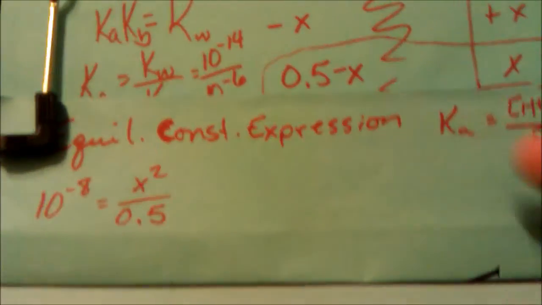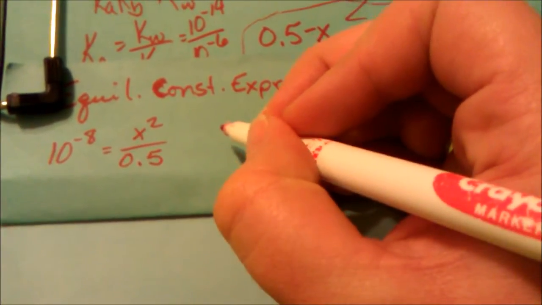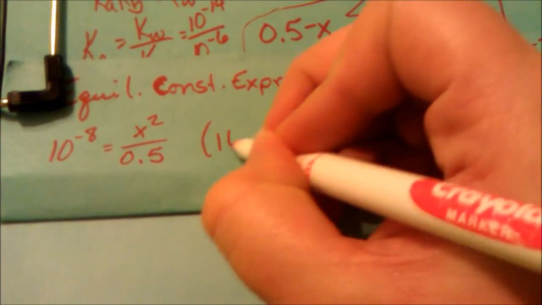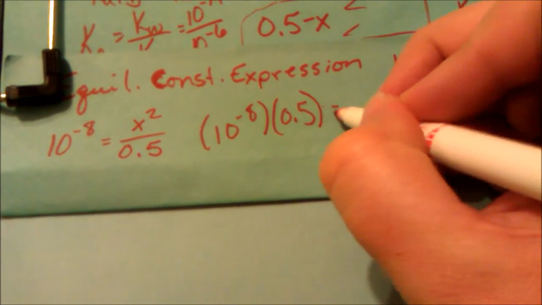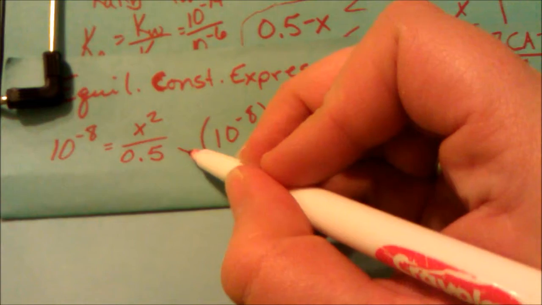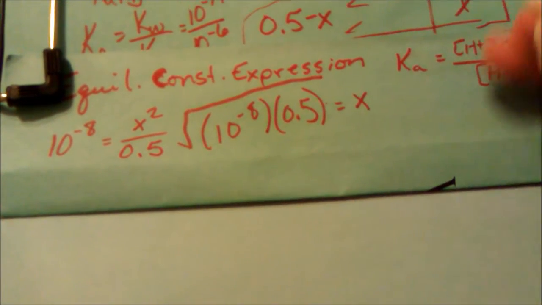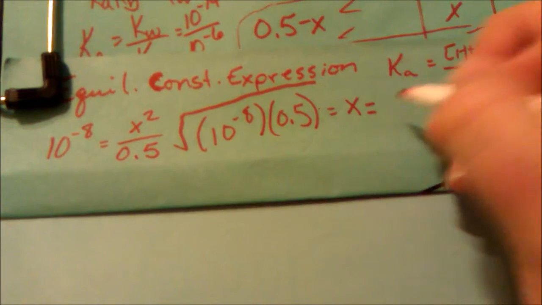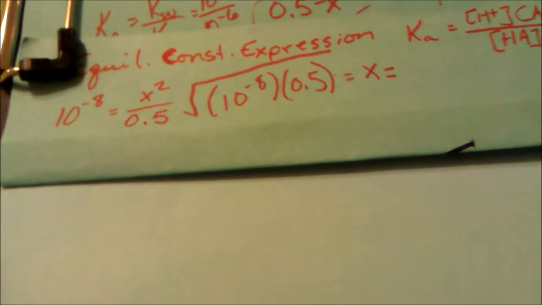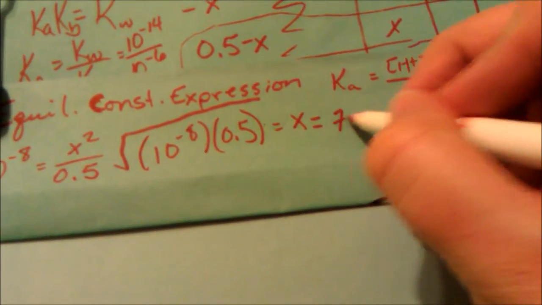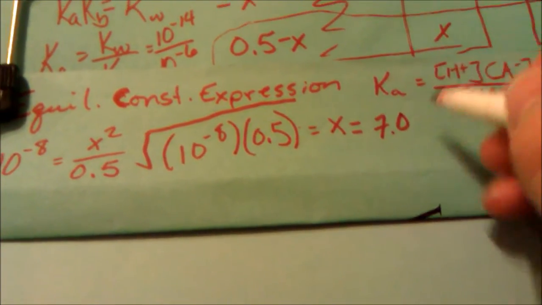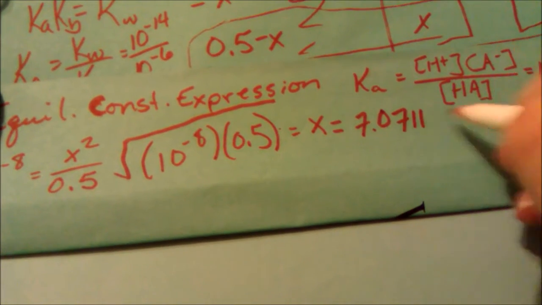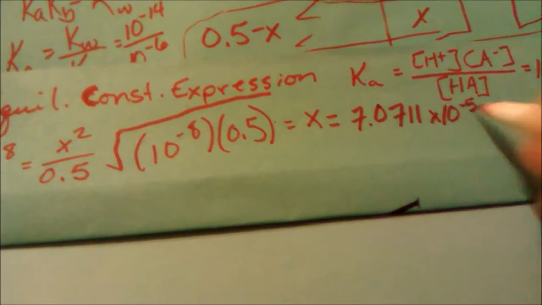Okay? Multiply both sides by 0.5 to get 10 to the negative 8th times 0.5 is equal to x squared. So if I want to get just x, I can take the square root of both sides. And I'm going to find out that x is equal to 7.0711 times 10 to the negative 5th.